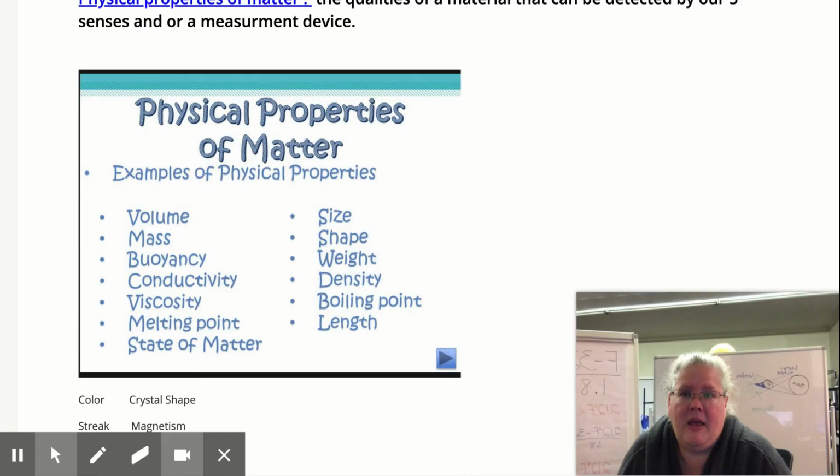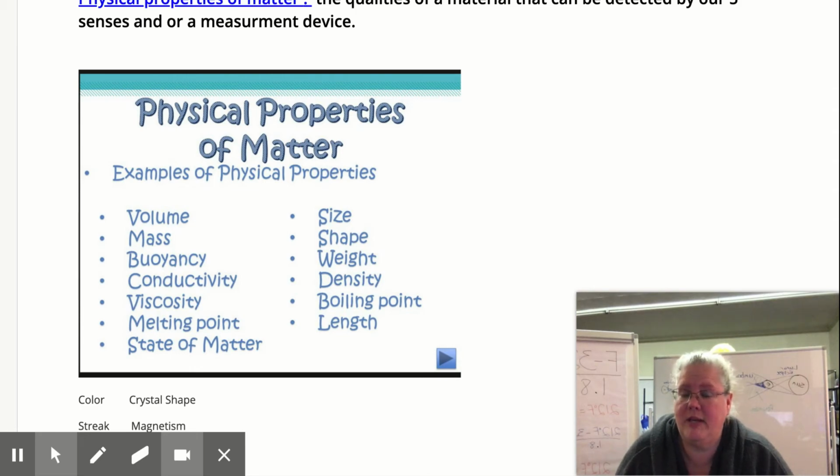Conductivity, does it have electrons flow through it? Does it conduct electricity? Viscosity, how thick it flows. Melting points, boiling points, freezing points, the states of matter. Is it a solid, liquid, gas, or plasma? What is its size, its shape, its weight, or mass?